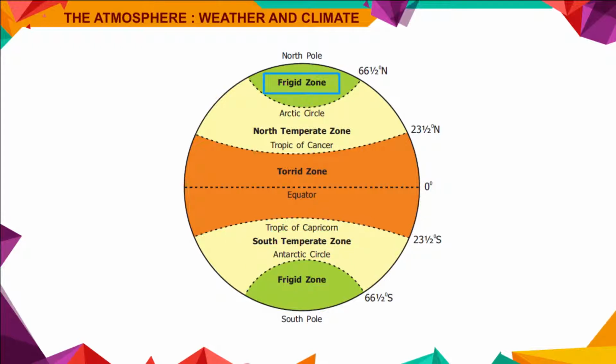The frigid zone lies to the north of the Arctic Circle in the northern hemisphere and to the south of the Antarctic Circle in the southern hemisphere. Here, the sun's rays are very slanting. This zone receives a very low amount of heat. Hence, this is a very cold part of the Earth.